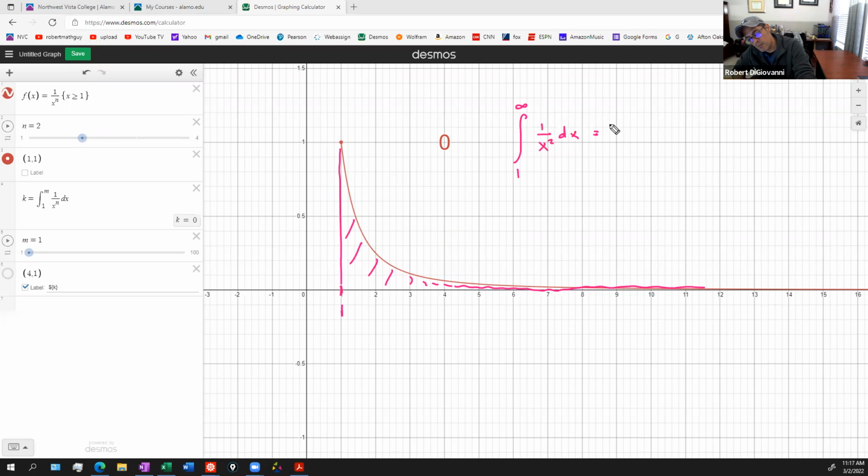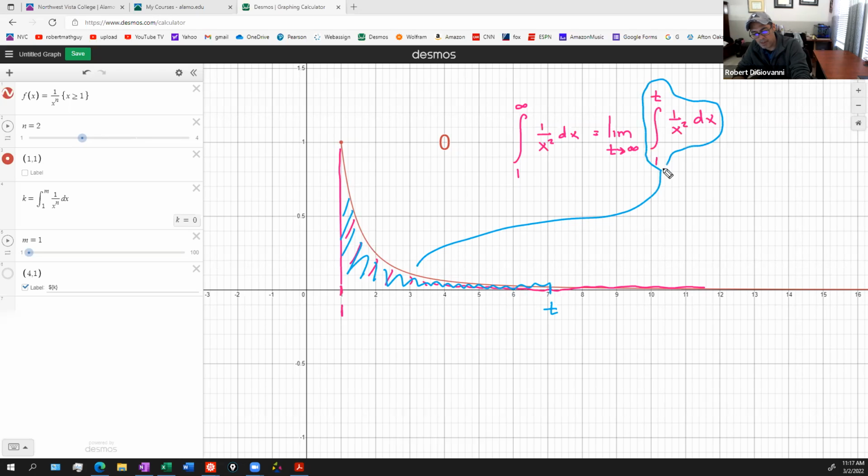The idea is that we're going to change this to a limit as t goes to infinity of the integral from 1 to t of 1 over x squared dx. This concept is this: instead of going to infinity, we're going to stop it at t. And we're going to try and find out what the area of this is out to t. That would be the area out to t. And then once we figure out what that is, we're going to let t go to infinity, which will take this point and drag it out forever.